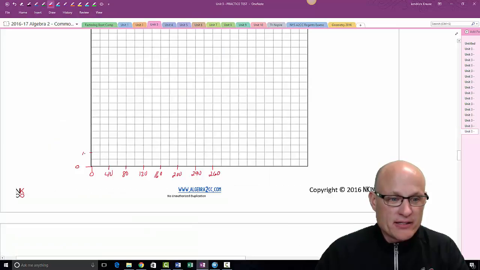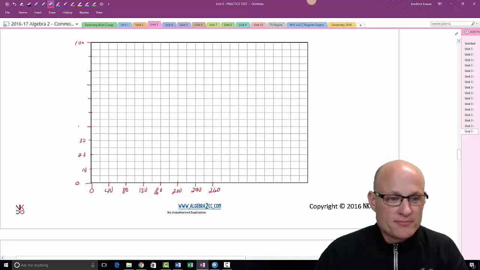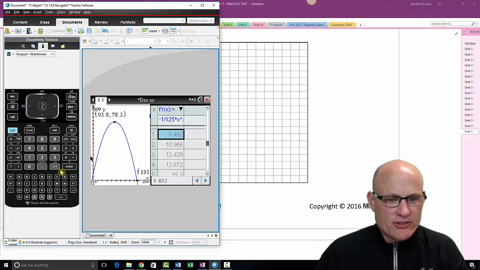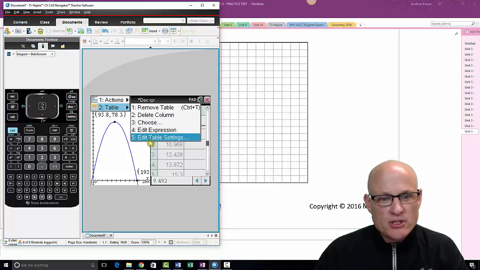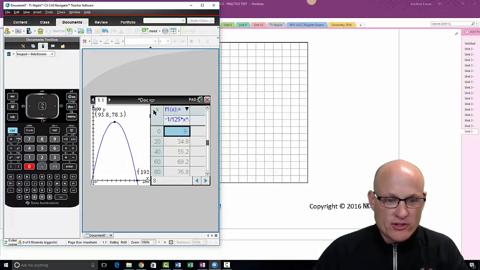Let's go up by 10. 10, 20, 30. Oh, I hope I can get up there. 40, 50, 60, 70, 80, 90, 100. All right. So if I'm drawing a quick sketch, and I go to the table, Control T, I'm just going to check every 20. So I'll go to Menu, Table, Edit Table Settings, and I'm just going to change this to 20. All I want to see is all the 20s.